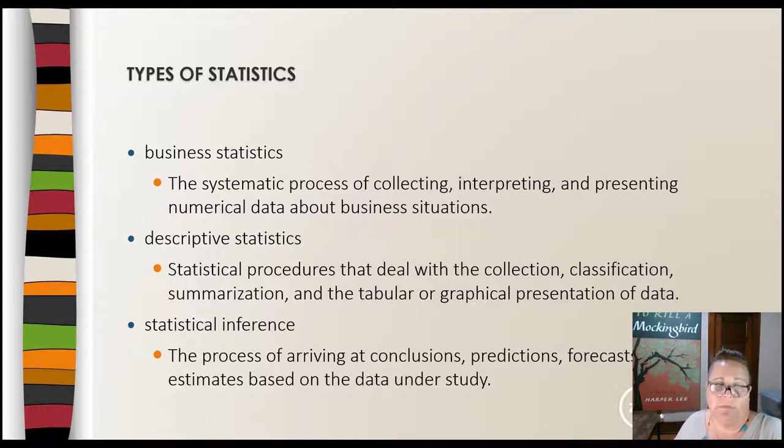There are both descriptive statistics, that is, statistical procedures that deal with the collection, the classification, the summary, and the either tabular or graphical presentation of data. Tabular just means in tables, and graphical means we're talking about the basic types of graphs. And then the last part is some statistical inference. We'll do a little bit of this, but statistical inference is just the idea that we can arrive at conclusions, we can make predictions and forecasts, and even estimates based on the data that we're looking at.